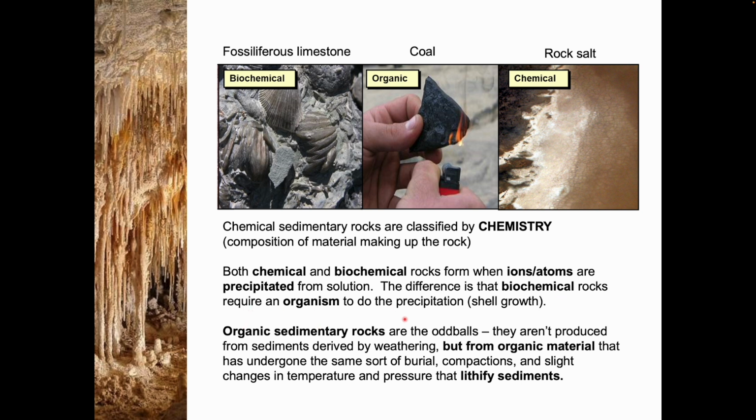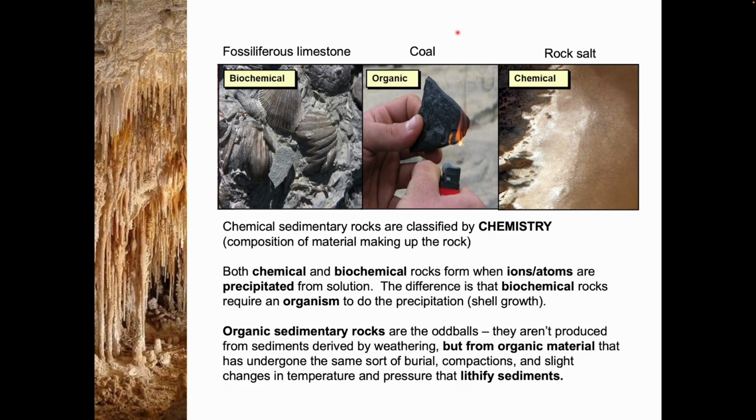An organic sedimentary rock is kind of an oddball in the world of sedimentary rocks. They aren't produced from sediments derived by weathering, but instead from organic material that has undergone the same sort of burial, compaction, and changes in temperature and pressure that lithify sediments. So if you take a swamp or a big pile of leaves, you add some heat and pressure, you add some time, you compact it, you will eventually get an organic sedimentary rock. This happens a lot in marshes, like a peat bog. Peat becomes lignite, which becomes coal, which we see up here in the middle, that flammable rock.